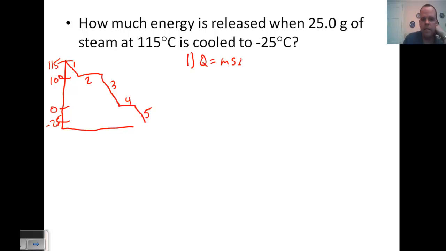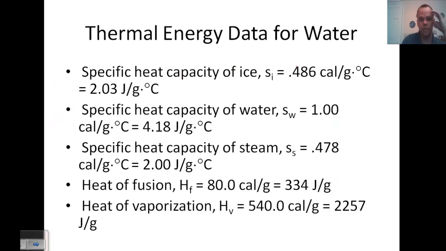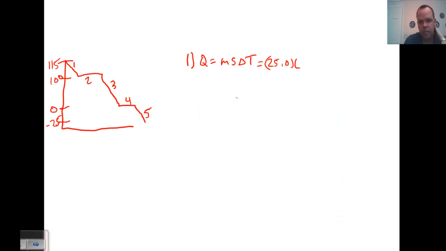Q equals ms delta T for the first section, which is 25.0. Specific heat for steam is 2.00 joules per gram degree Celsius. You could just as easily do calories. And the change in temperature here is going to be 100 minus 115. So 25 times 2 times 15, we get negative 750 joules. The negative meaning is being given off.